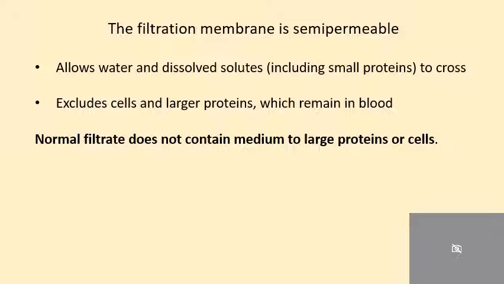And this filtration membrane, again, is a size exclusion technique. It allows smaller substances to cross and does not permit larger substances to pass through. So the filtration membrane is what keeps cells and medium and large proteins inside the blood. Cells and proteins, medium and large proteins, never become part of filtrate under normal circumstances.